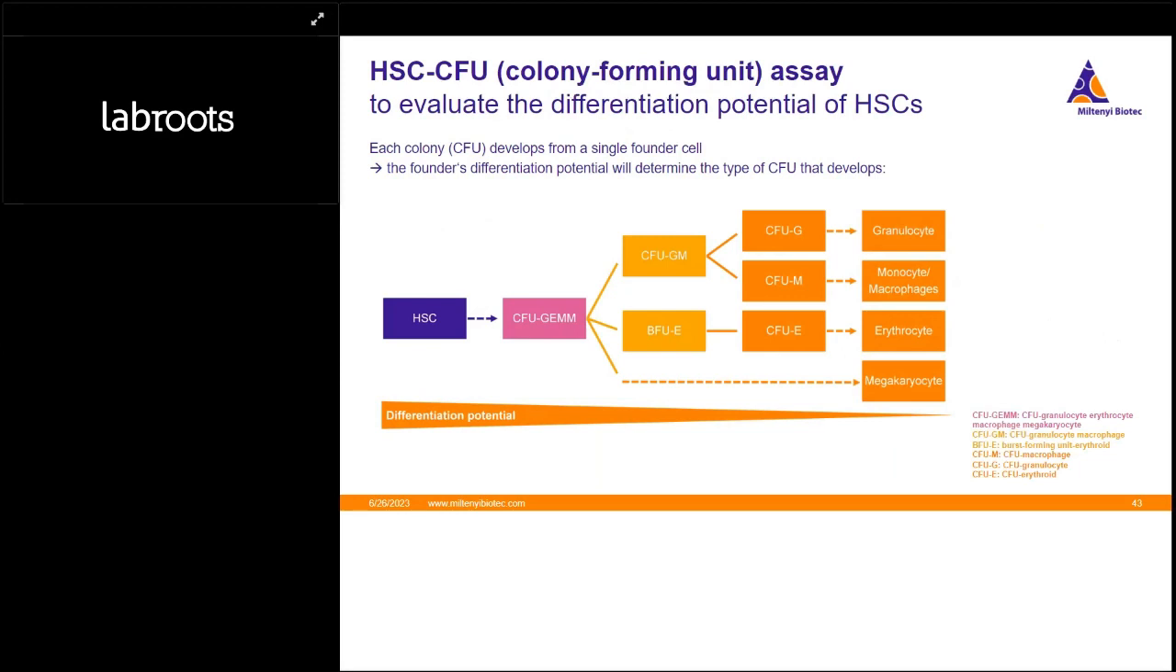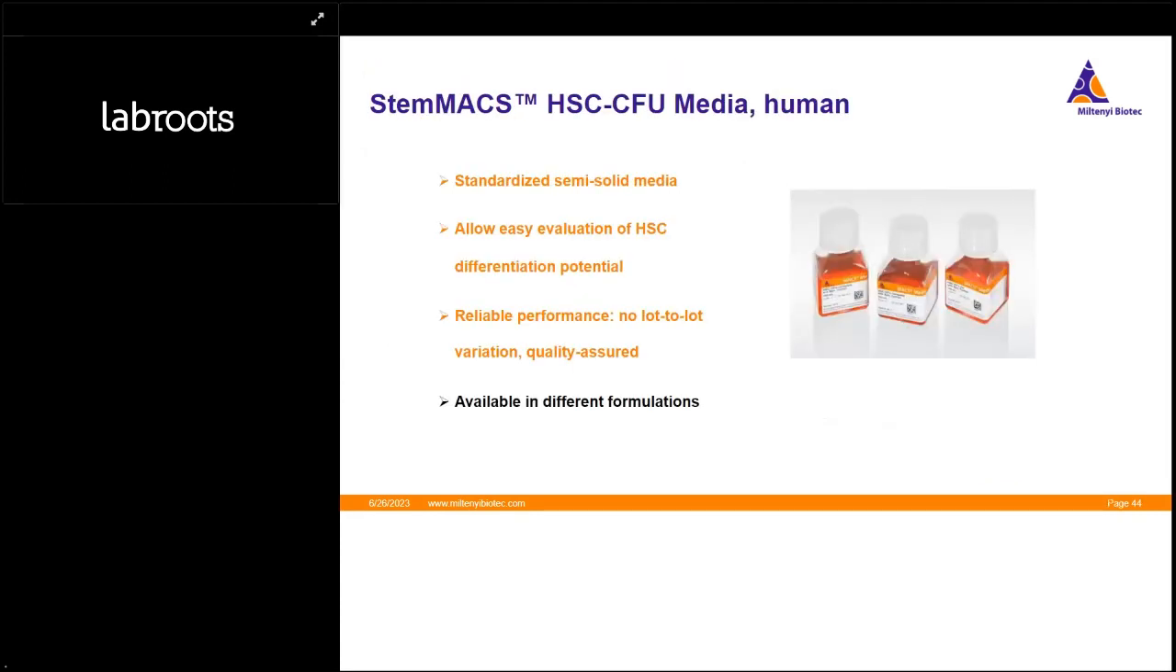Again, as it develops and goes through the portfolio shown over here, it starts to lose its differentiation potential and starts to develop into the actual functional cell type. So this is how we examine the differentiation capacity of HSC. And for that, we have our HSC CFU media that I would like to show you, which is a very standardized semi-solid media that we can simply use to plate single cell HSCs and let them develop into CFU units. It's a very standard application that we have.